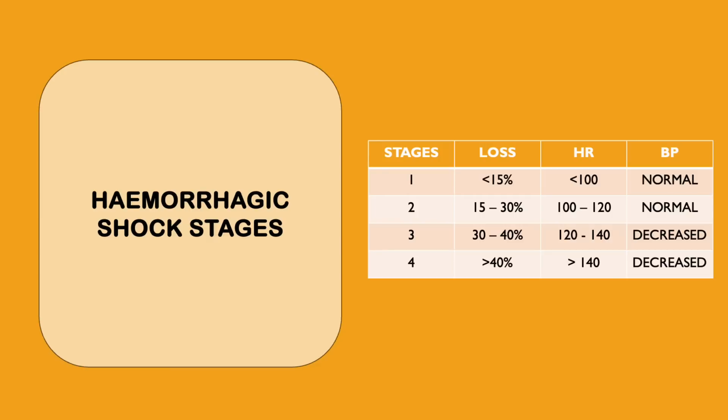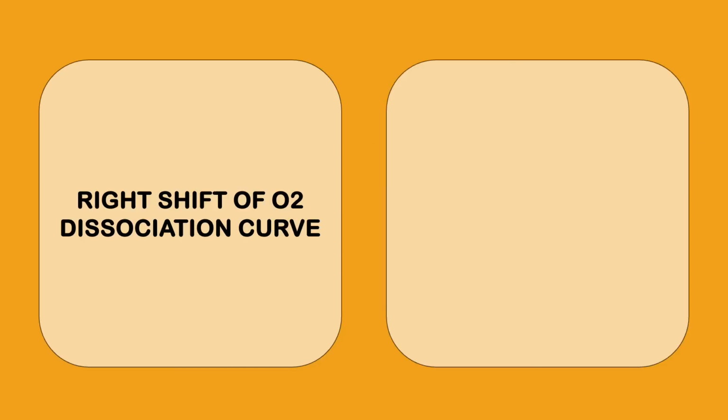Heart rate is normal in the first stage, and between 100 to 120 in the second, 120 to 140 in the third, and greater than 140 in the fourth. The blood pressure remains normal in stage 1 and 2, but is decreased in stage 3 and 4. They can show up a question asking you in which stage of shock or how much blood loss does this patient have. This is very important even in your practical life.